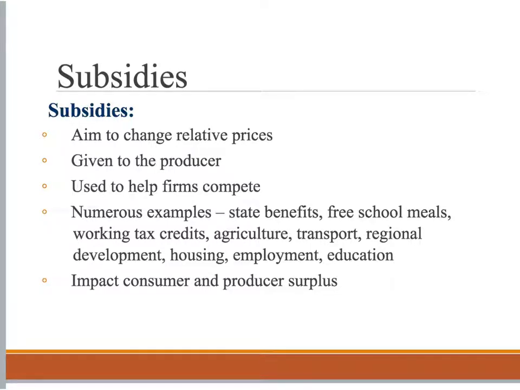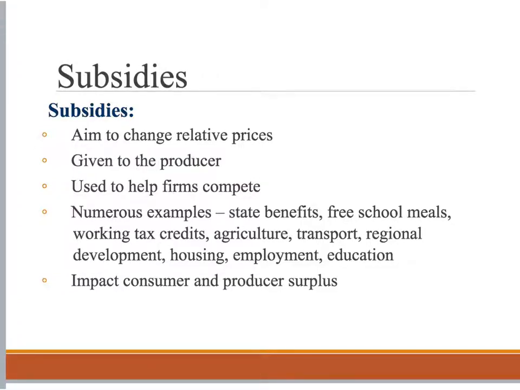Subsidies aim to change the relative prices for consumers and producers. The subsidy is directly given to the producer so as to lower the opportunity cost of investment in the production of their product. The subsidy is used to help firms compete, more specifically with international businesses, let's say China. There are numerous examples of subsidies like state benefits, free school meals like reduced lunches and free school meals, working tax credits. There are agricultural subsidies, like the government heavily subsidizes cotton and corn and other things.